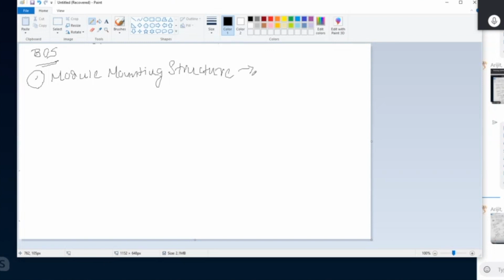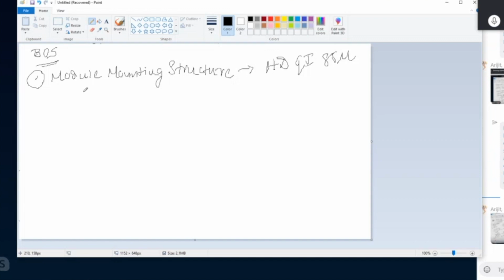For module mounting structure, we have already discussed yesterday, I'm just briefing it today. HDGI, it will be hot dip galvanized iron, 85 microns. It is nothing but the layer of hot dip galvanization that is put over the iron structure. So generally it is HDGI 85 microns. In a few tenders you can get it to 120, 125 microns, right?